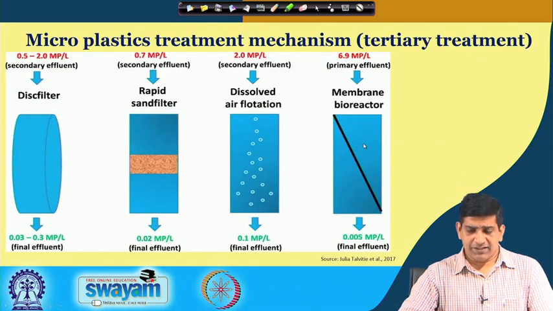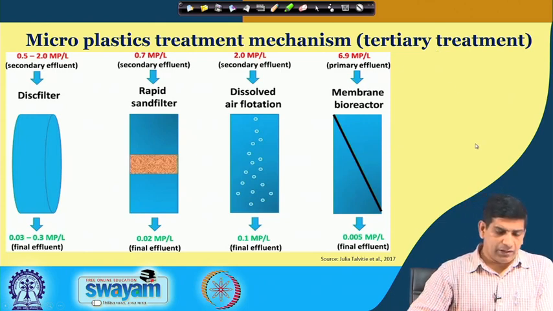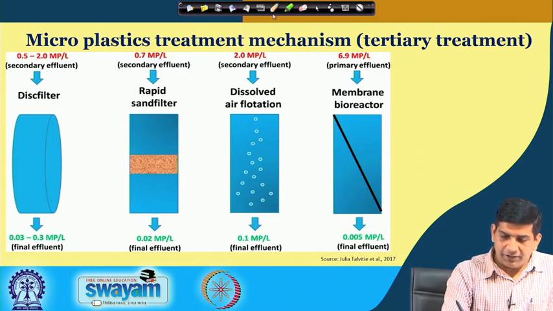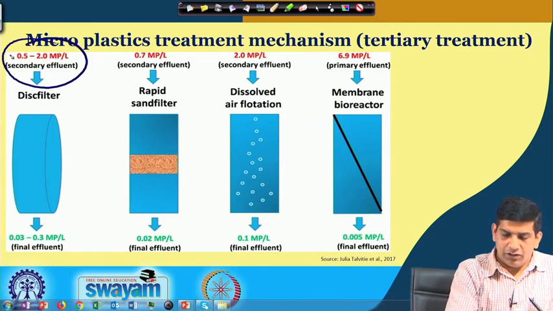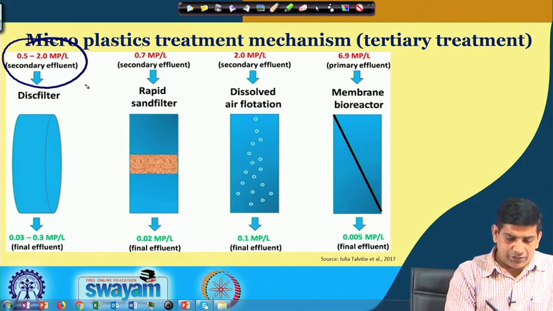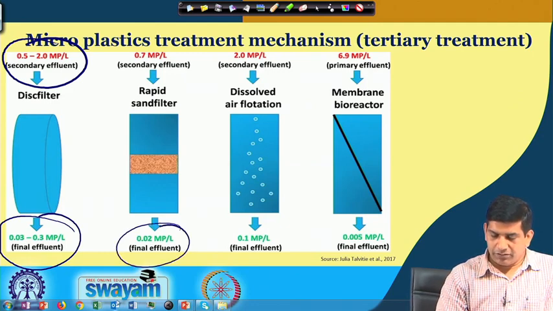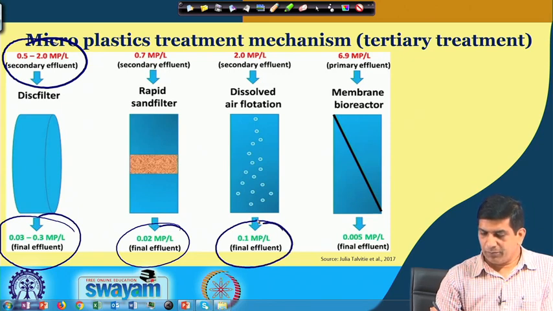So if you look at the microplastics mechanism in terms of tertiary treatment, you look at different scenarios: from 0.5 to 2 microplastics per liter, it goes down to 0.03 to 0.3, so there is some reduction through the disc filter. The rapid sand filter also gives some reduction. Dissolved air flotation, DAF, also removes microplastics. Membrane bioreactor also removes microplastics.